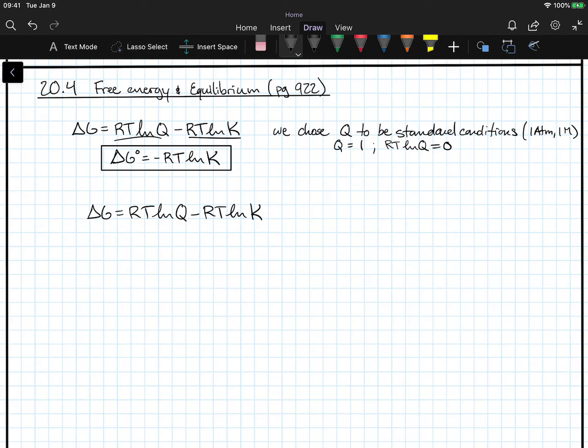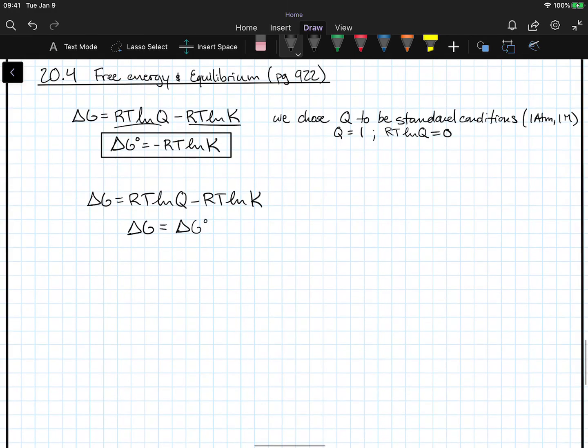So what we end up with is that delta G under any conditions, and I apologize, my G's start to look like 6s when I draw too quickly, delta G under any conditions will be delta G naught plus RT ln Q.